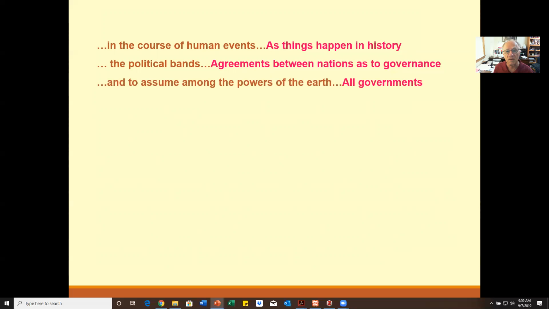And to assume among the powers of the earth, by this they're saying all governments. In other words, as things go on in history, there's agreements between governments, and we're going to assume power among all the governments of the world, the separate and equal station. In other words, we are going to be an independent nation equal to Britain.